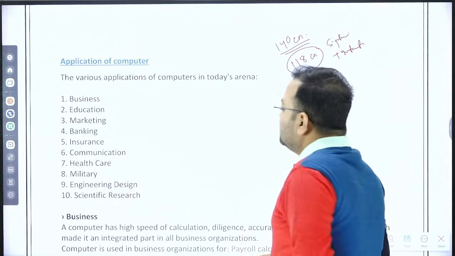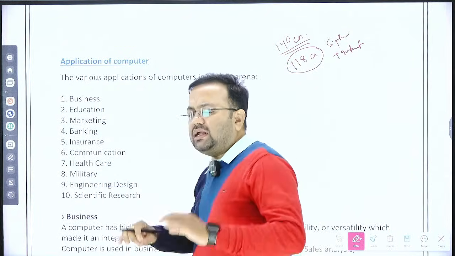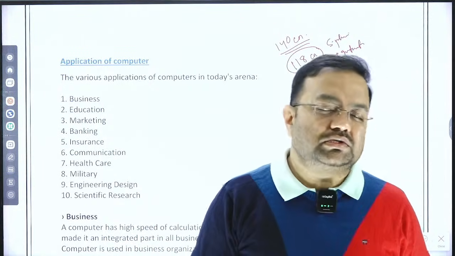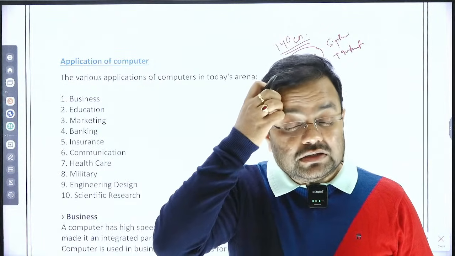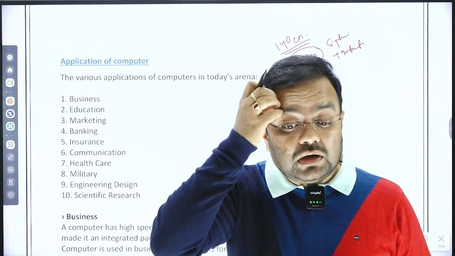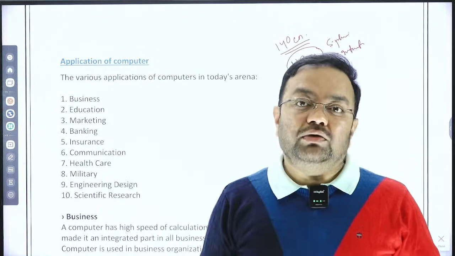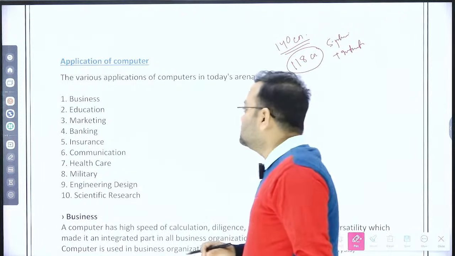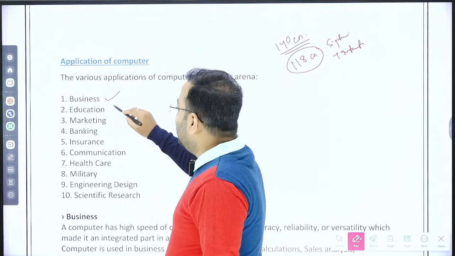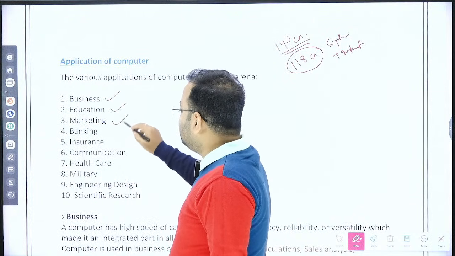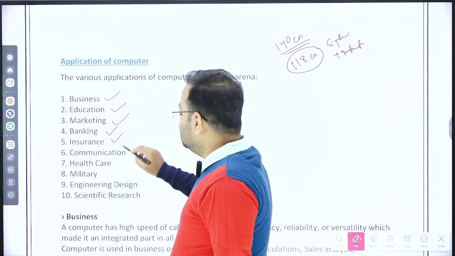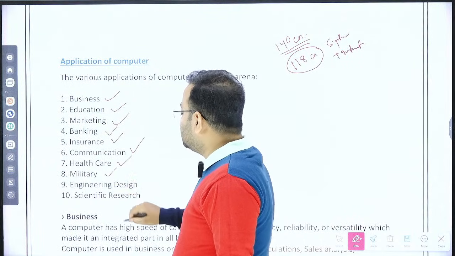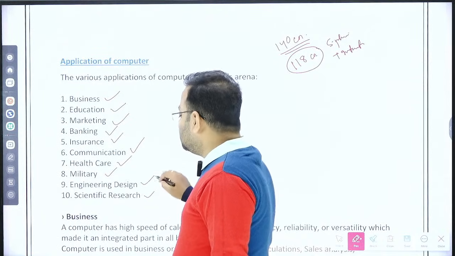So what is the application? Specifically, if you think about many industries, all the institutions now have the computer system associated. But I'm mentioning 10 important fields, or we can say domains, where the computer is associated for performing the multitasking functionality, like business, education, marketing, banking, insurance, communications, healthcare, military, engineering, scientific research.